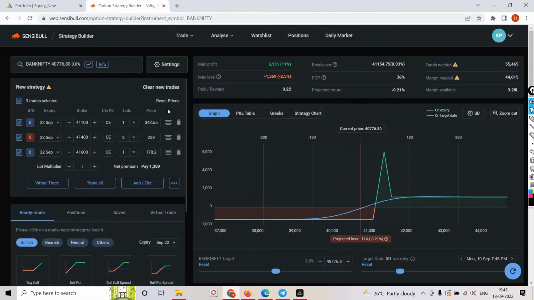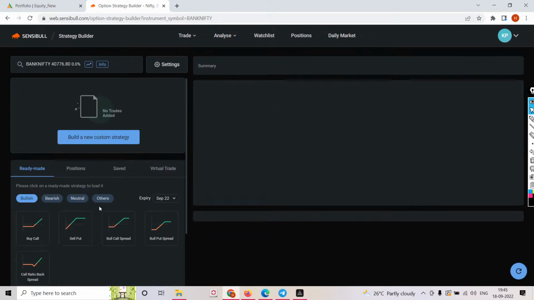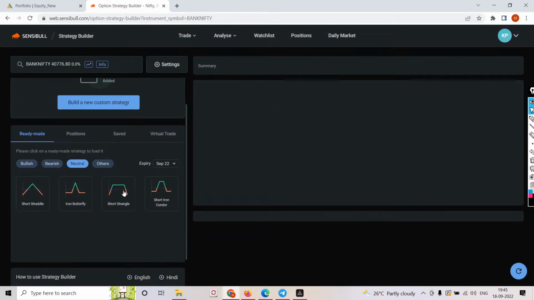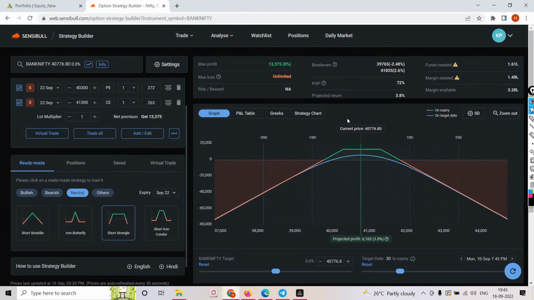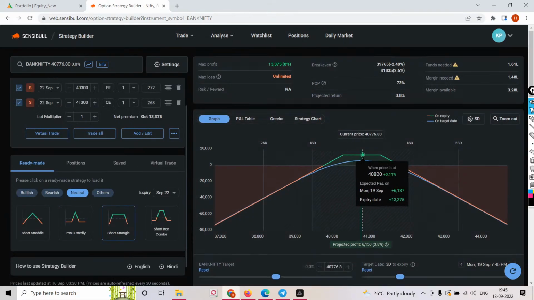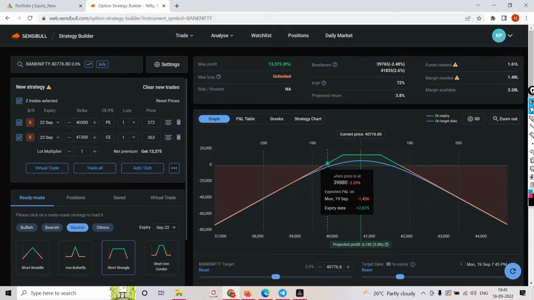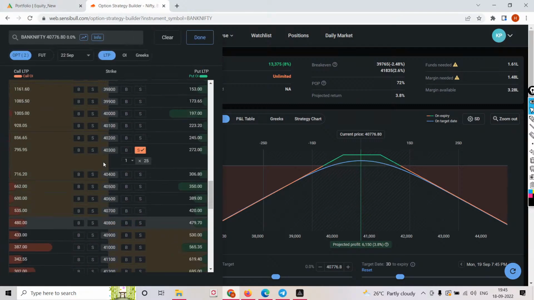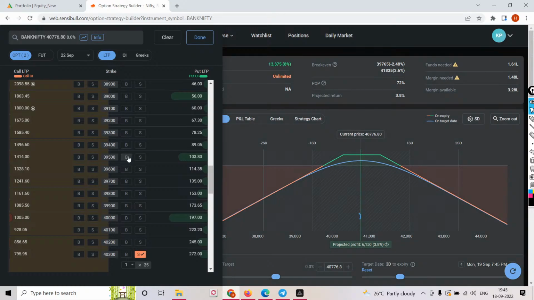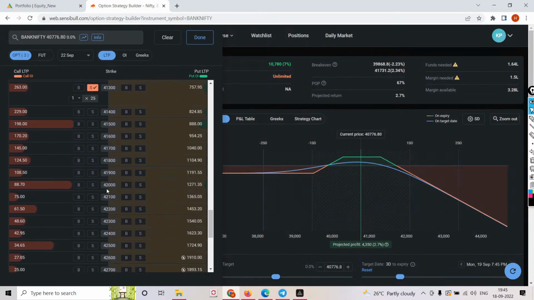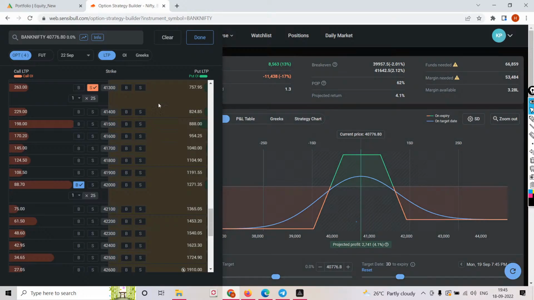Jade lizard is simple, friend. See, let me take the ready-made one. This is also a sort of directional trade. Strangle is non-directional. If you have a feeling that the market can go up, you can just add a buy wing. Let me add both the buy wings, and for demonstration purposes, let me add this buy wing too.